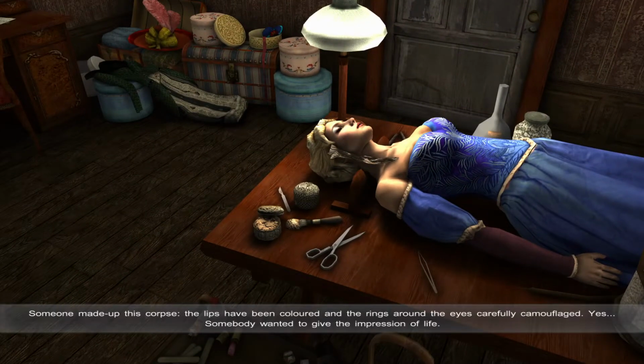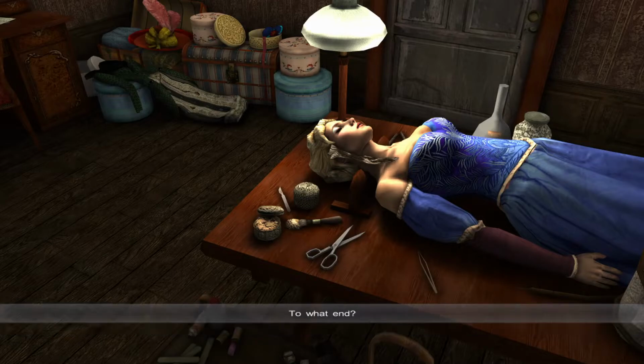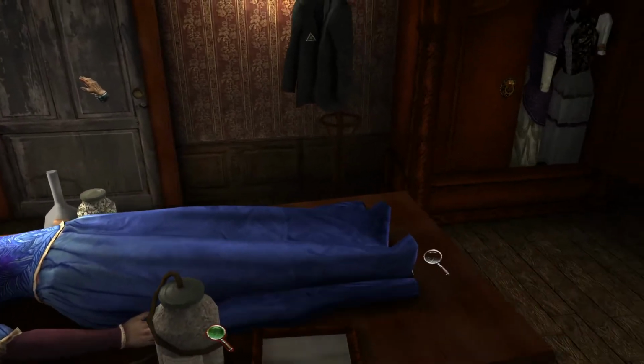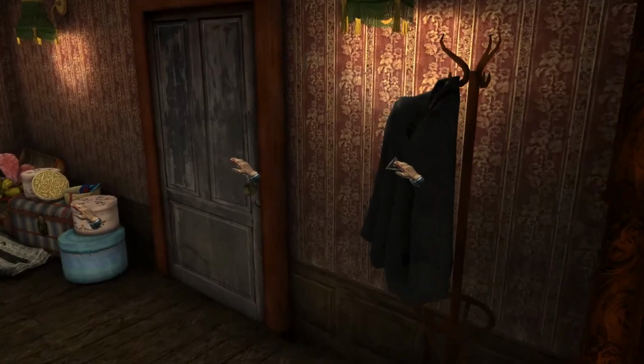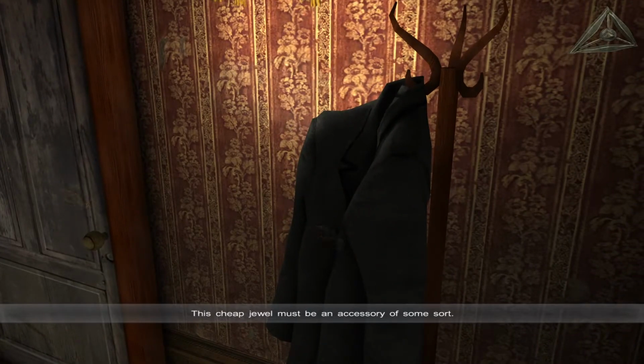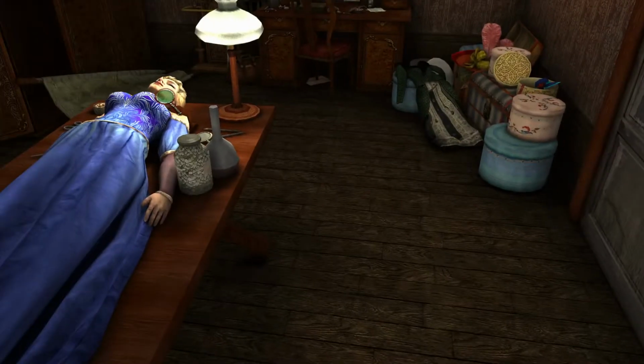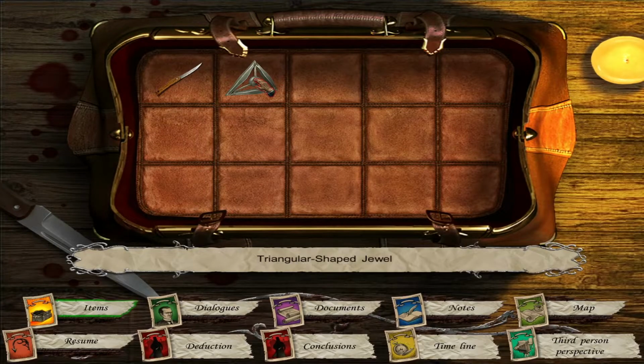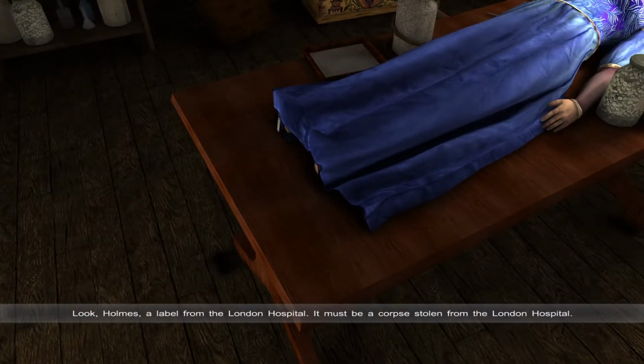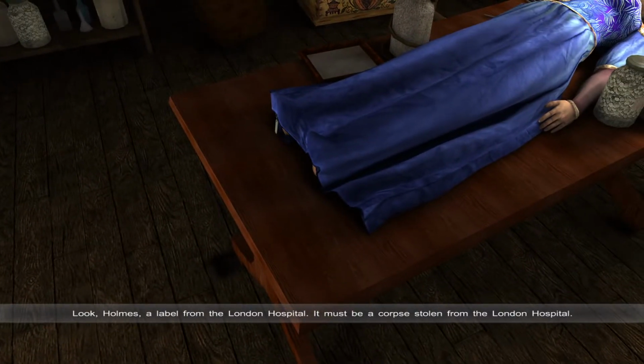Someone made up this corpse. The lips have been coloured and the rings around the eyes carefully camouflaged. Yes, somebody wanted to give the impression of life. To what end? That is a good question. What do we have here? This cheap jewel must be an accessory of some sort. Triangular shaped jewel. What is that? Look, Holmes, a label from the London hospital. It must be a corpse stolen from the London hospital.